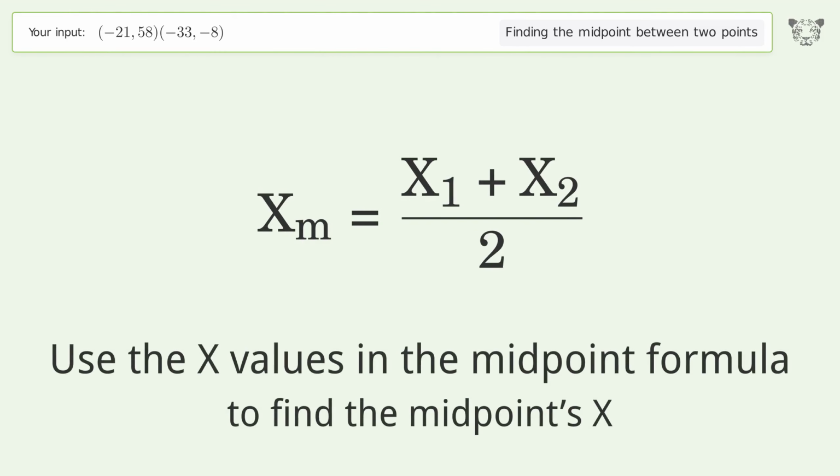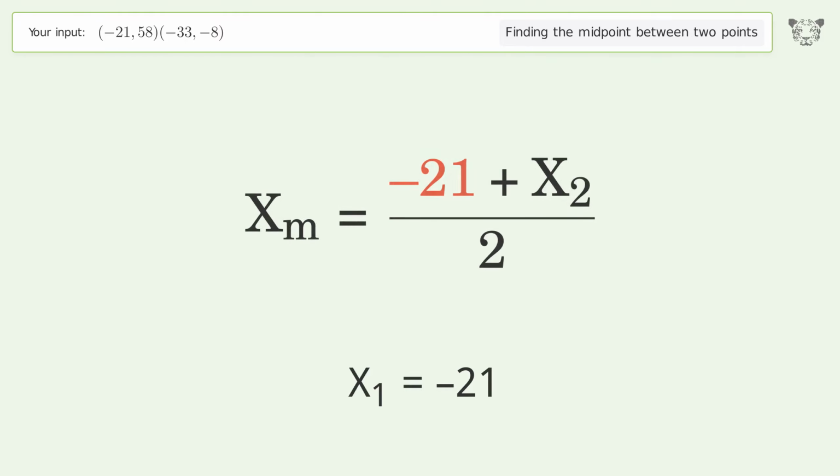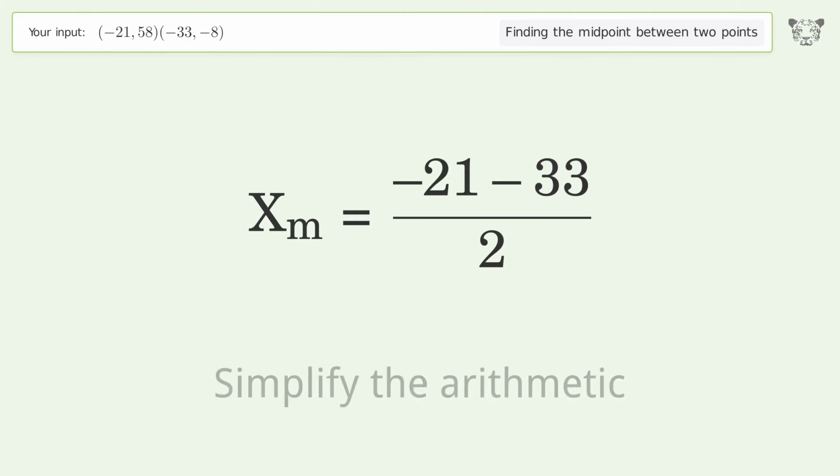Use the x values in the midpoint formula to find the midpoint's x. x1 equals negative 21. x2 equals negative 33. Simplify the arithmetic.